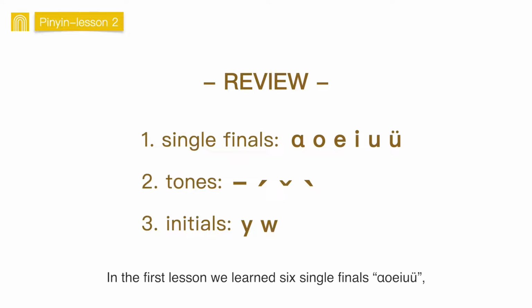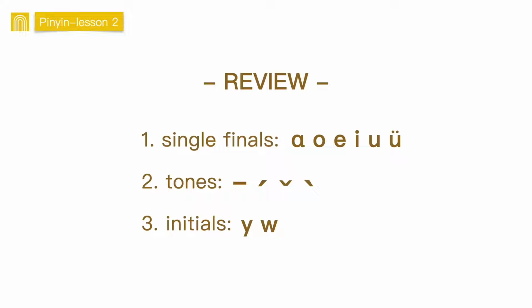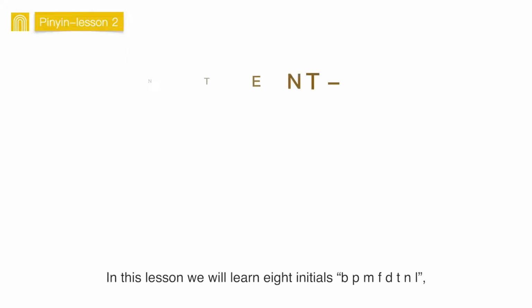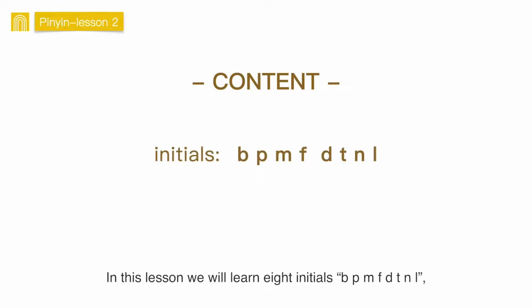In the first lesson, we learned 6 single finals, a, o, e, i, u, ü, 4 tones and 2 initials, y and w. In this lesson, we will learn 8 initials, b, p, m, f, d, t, n, l, and some syllables associated with them.